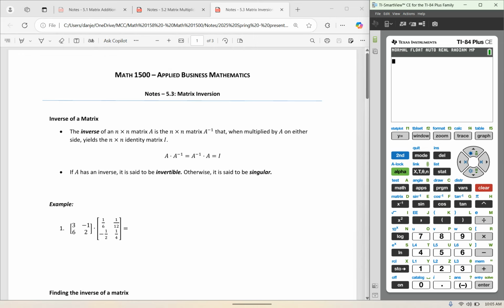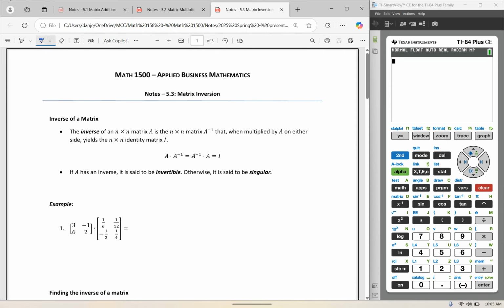In this video, we're going to look at matrix inversion, finding the inverse of a matrix. First of all, if I think about inverse, like 3 times 1/3 equals 1. 3 and 1/3 are inverses of each other, or 1/3 is the inverse of 3. Similar is true for matrices. Matrix A times its inverse, or the inverse of matrix A times A, will equal I, the identity matrix.